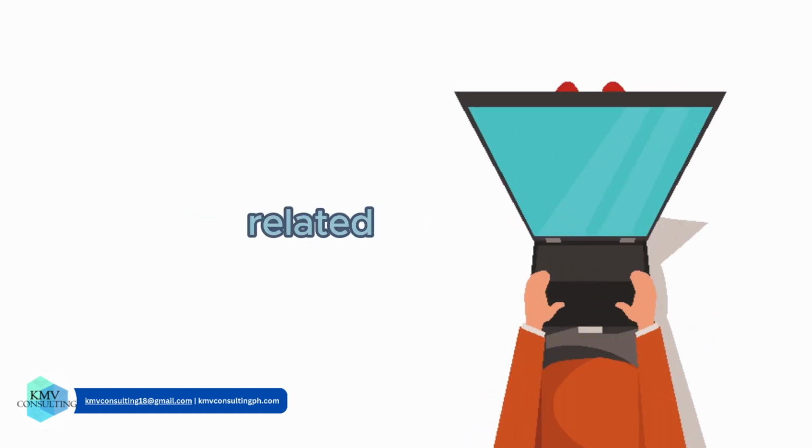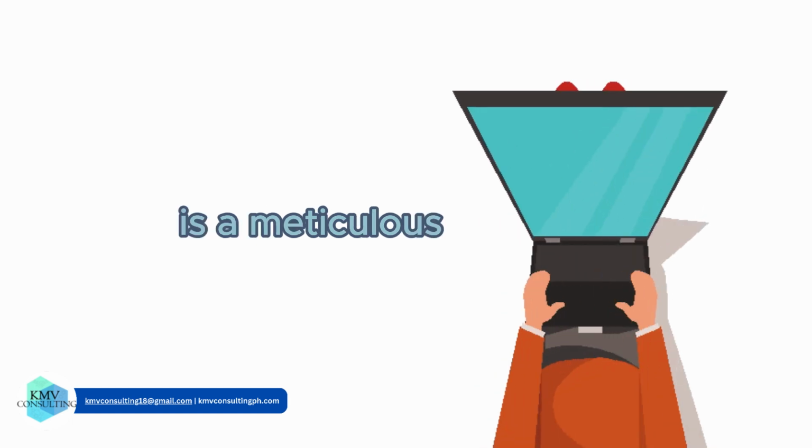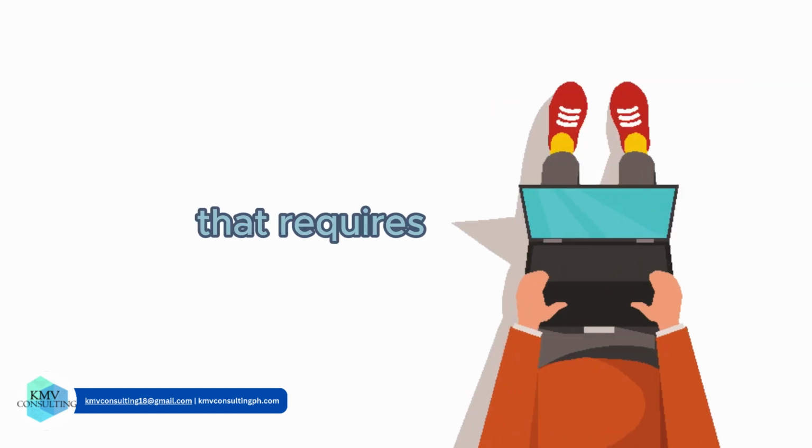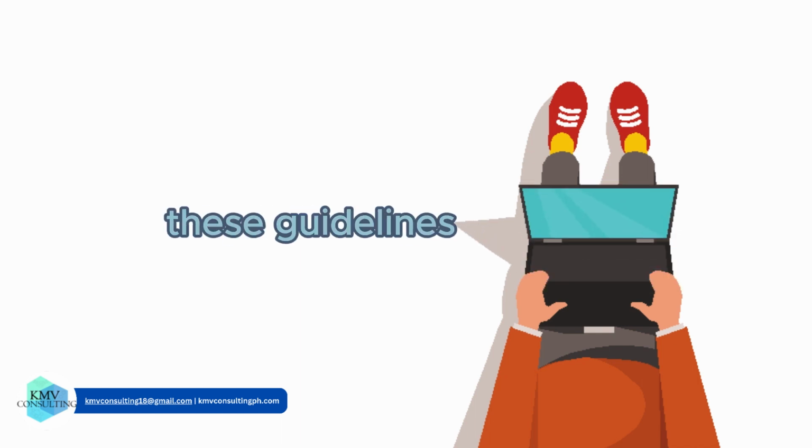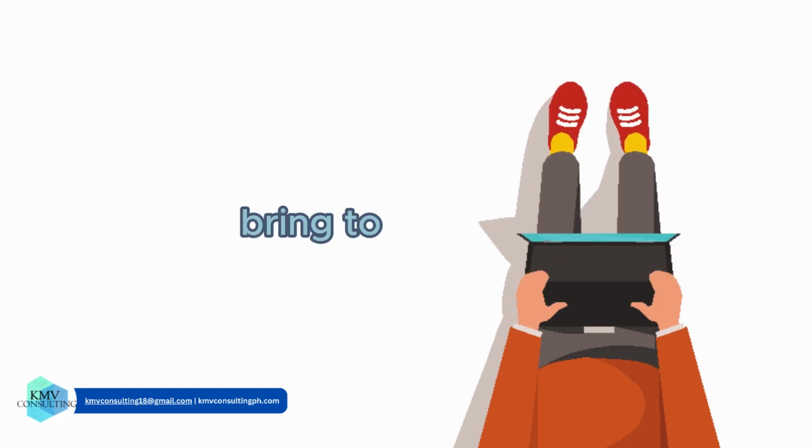Crafting a compelling Related Literature and Studies section is a meticulous process that requires dedication and attention to detail. By following these guidelines, you not only showcase your understanding of existing scholarship, but also set the stage for the innovation and contribution your research will bring to the academic community.